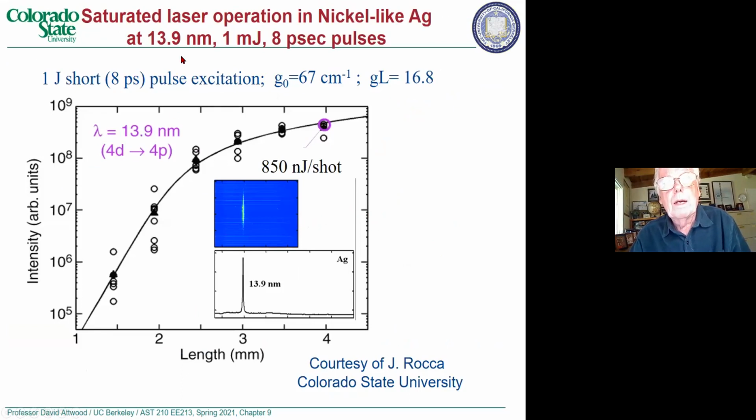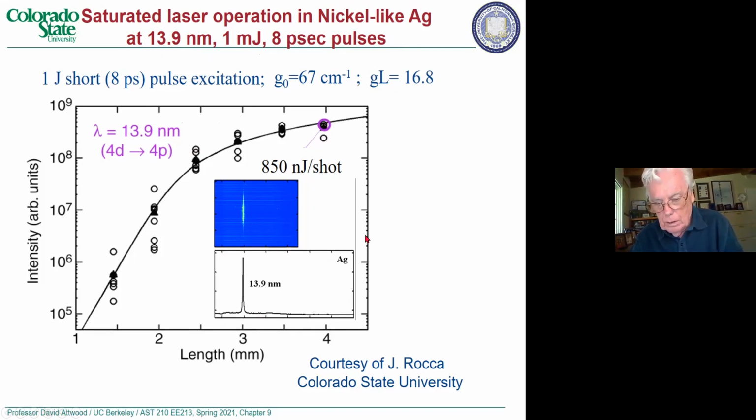And then they want to get to the shorter wavelengths because of the interest in EUV lithography. There was an NSF center just focused on that idea of getting to short wavelengths and what you could do in different applications. And this is their work, again, Roca at Colorado State, and a lot of his students. They turned out some great students. And so this is lasing at 13.9 nanometers, producing a millijoule, again, in 8 picosecond pulses. And it's nickel-like, so it's a 4D to 4P transition.